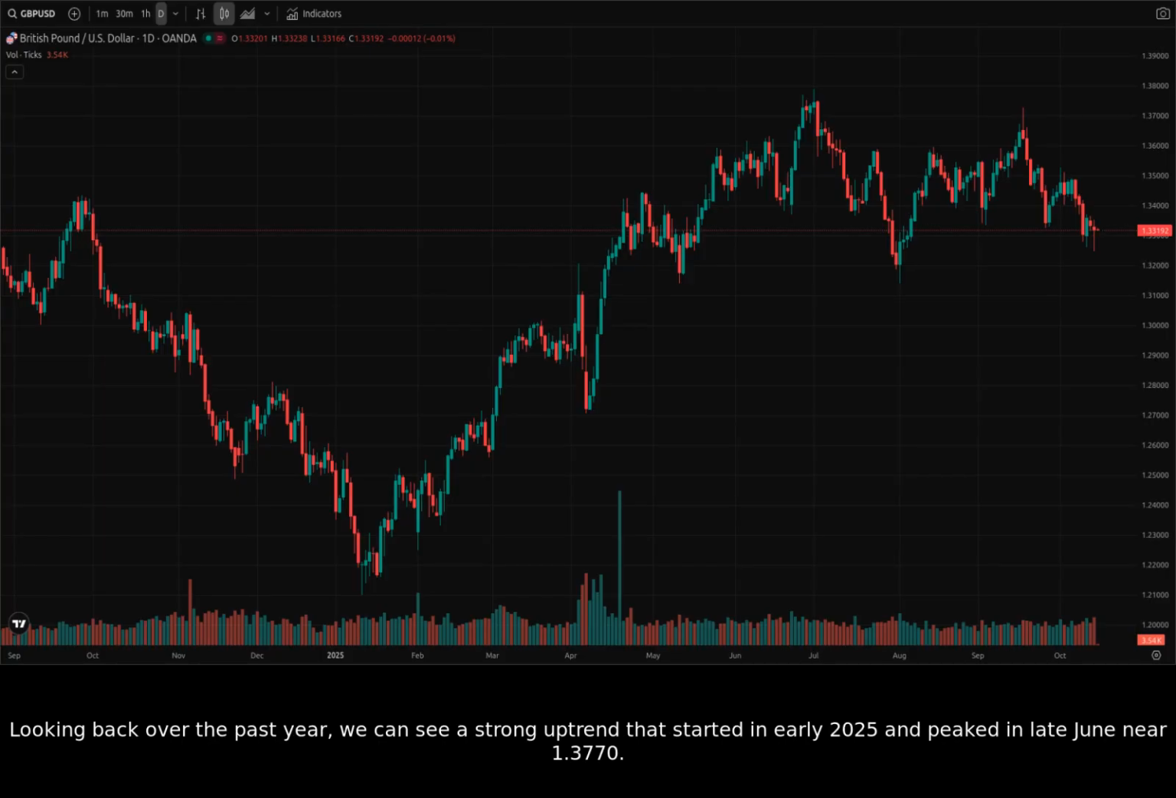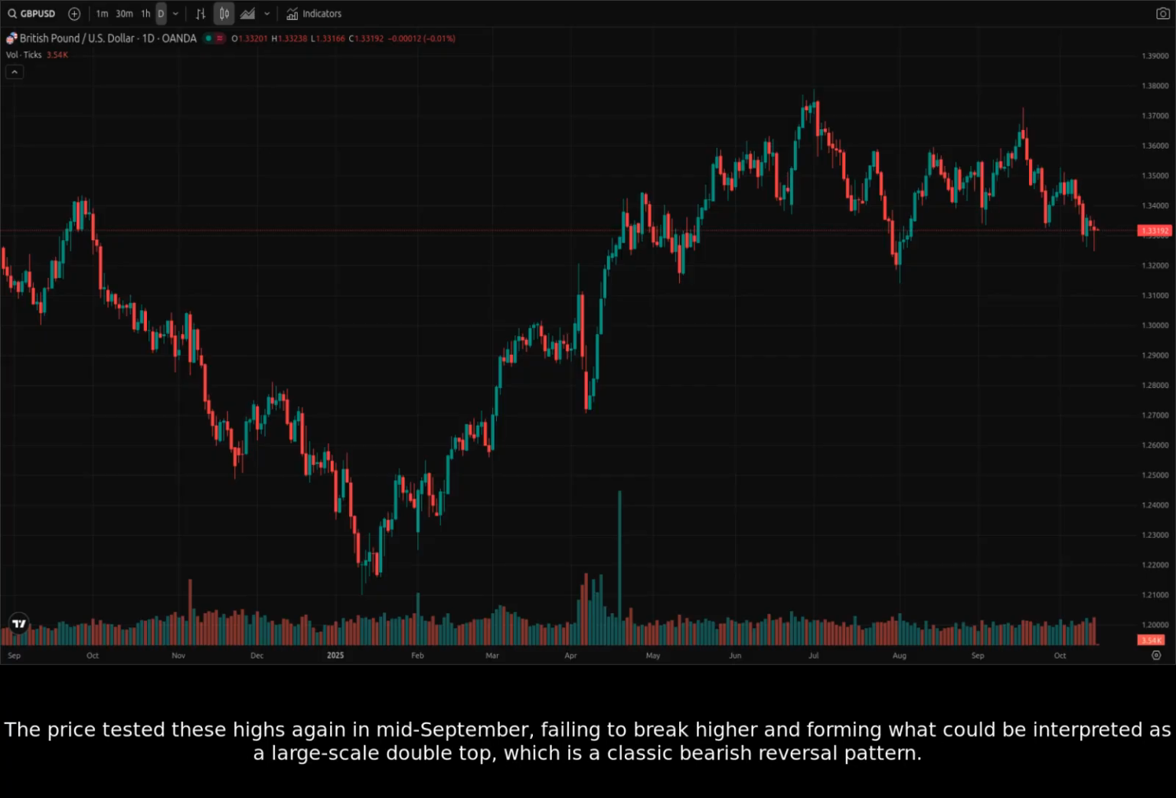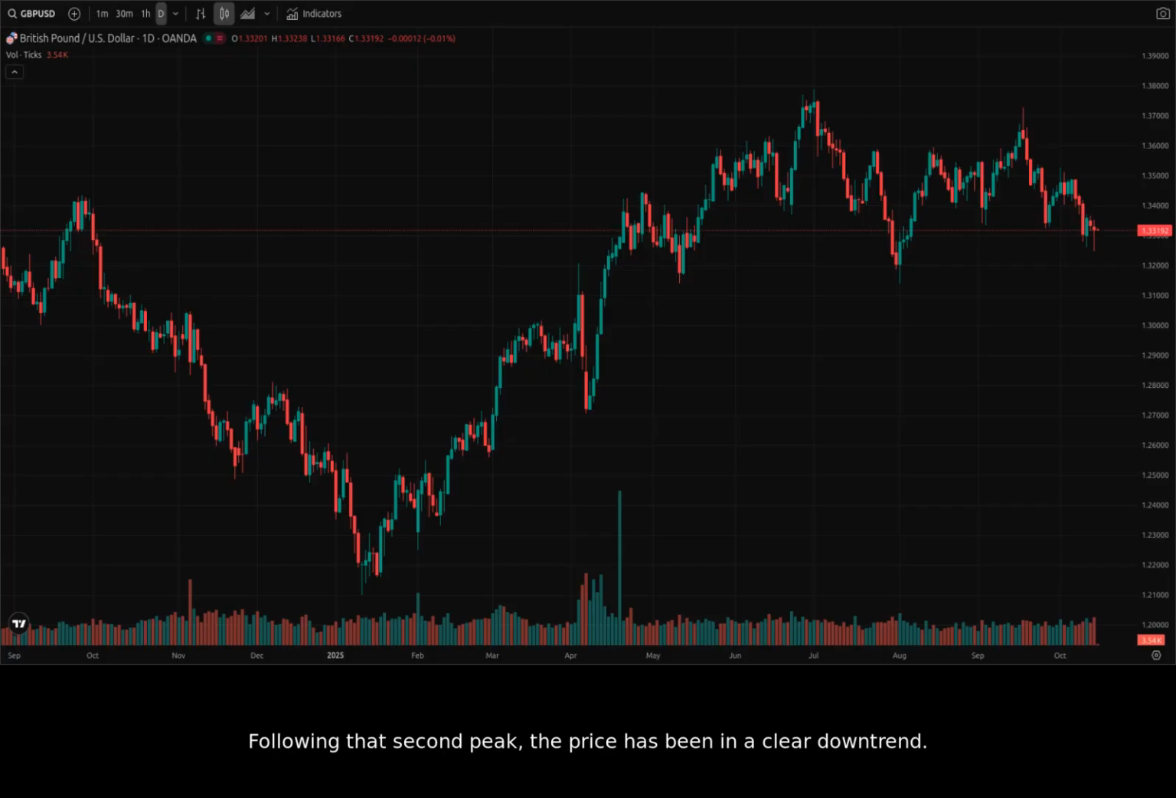Looking back over the past year, we can see a strong uptrend that started in early 2025 and peaked in late June near 1.3770. The price tested these highs again in mid-September, failing to break higher and forming what could be interpreted as a large-scale double top, which is a classic bearish reversal pattern. Following that second peak, the price has been in a clear downtrend.